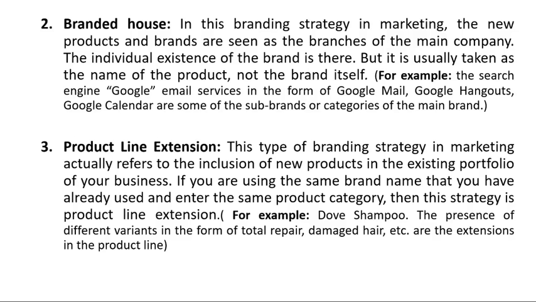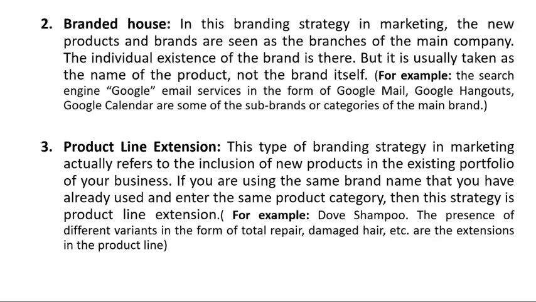Second is branded house. In this branding strategy in marketing, the new products and brands are seen as the branches of the main company. The individual existence of the brand is there, but it is usually taken as the name of the product, not the brand itself. For example, search engine Google, email services in the form of Google Mail, Google Hangout, Google Calendar are some of the sub brands or categories of the main brand. Okay, so the name of the parent brand is taken and an extension is given for the sub brand. Okay. Then that is branded house.